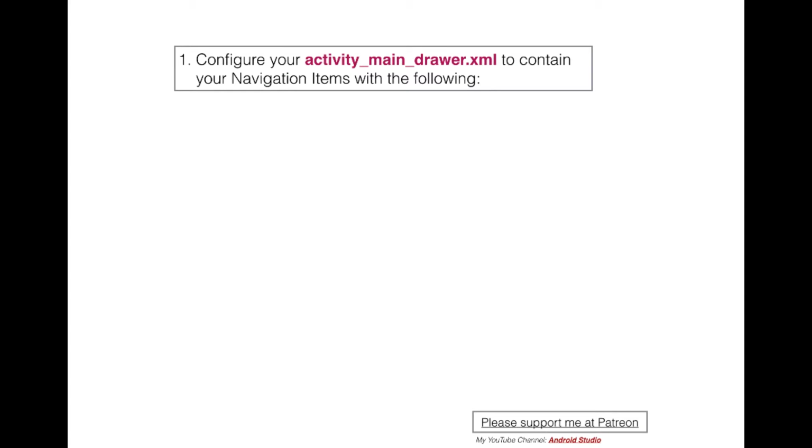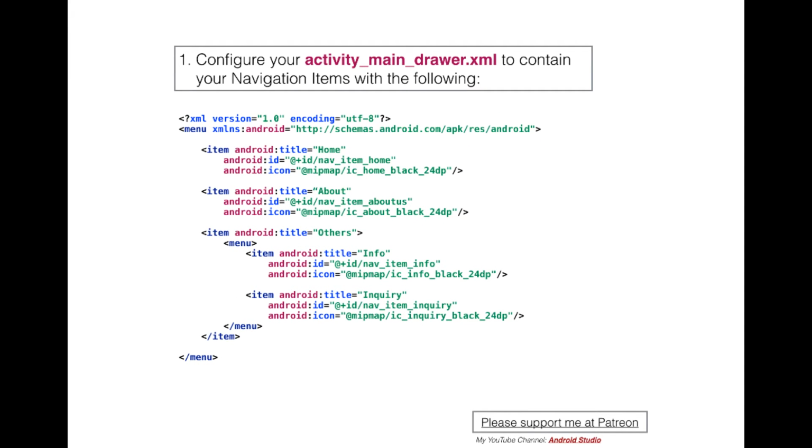And to configure your drawer.xml, or you can name it activity_main_drawer.xml, this is the one that contains your navigation items, and inside that you have the menu tag, and inside the menu tag are item tags, which can also have a sub item tag.